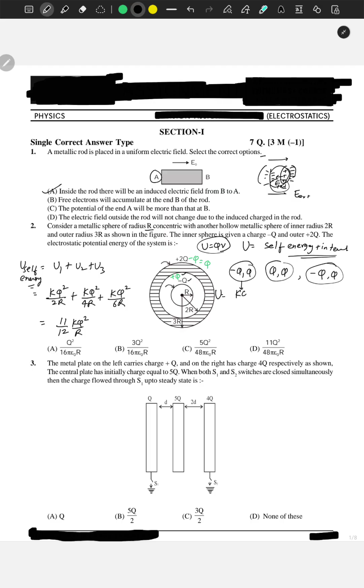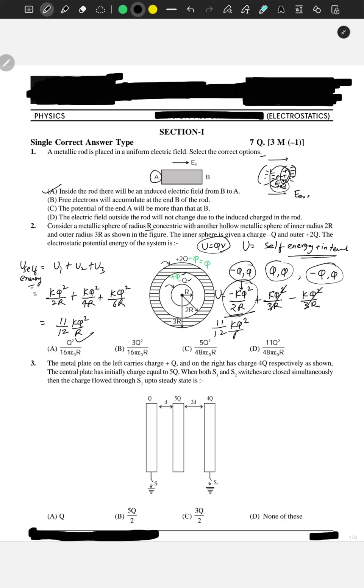So kq square minus will come because there's a minus charge by 2r, plus the interaction energy between Q and Q, so it will be plus only kq square by 3R, and again we'll have a minus sign kq square by 3R. So now this is interaction energy. Now if you see that these two are cancelled, so we have this one only. So this self energy plus this interaction energy will be our answer.